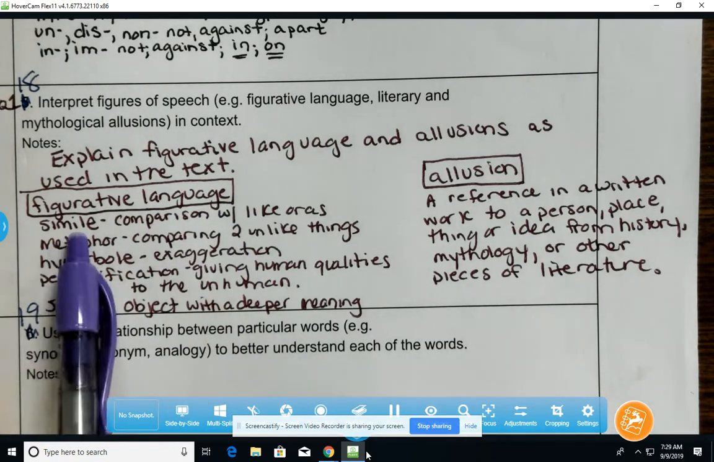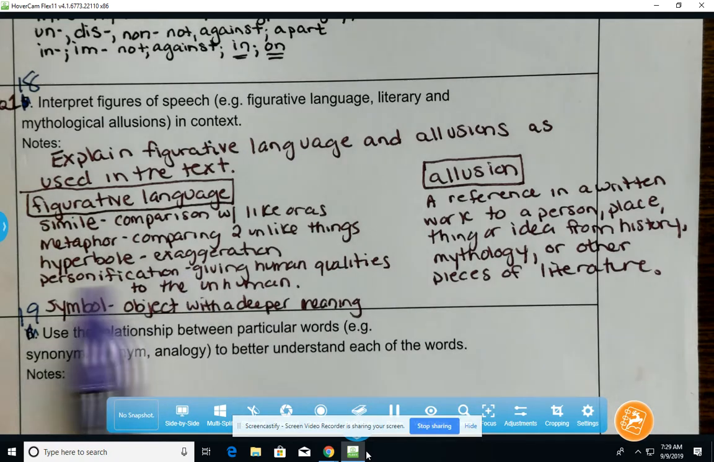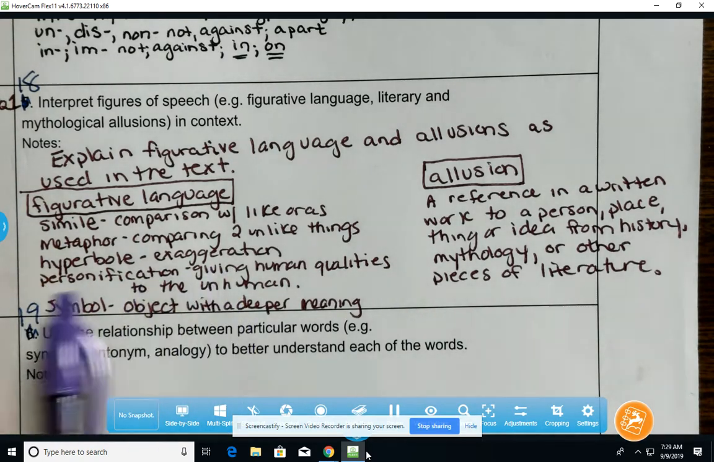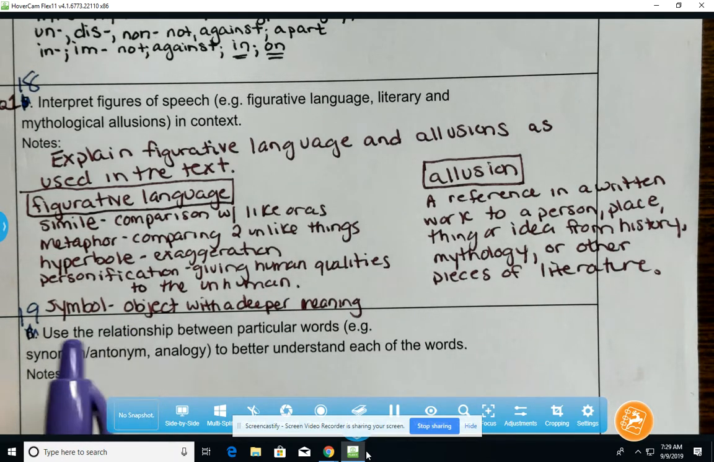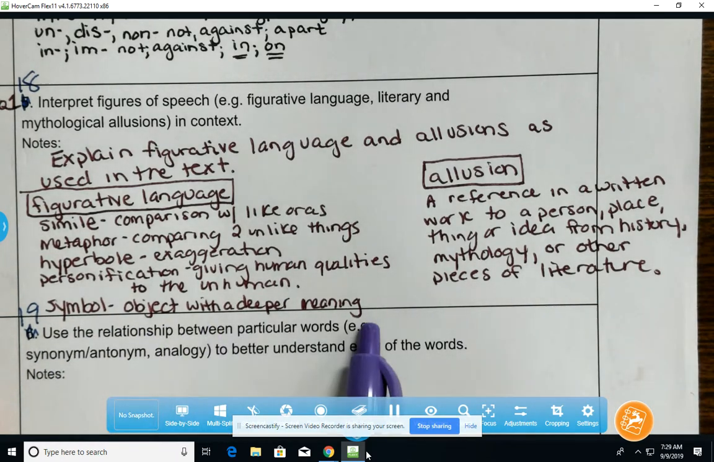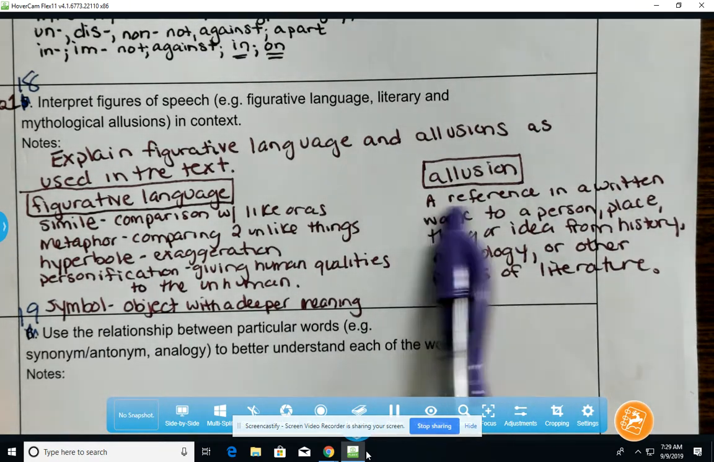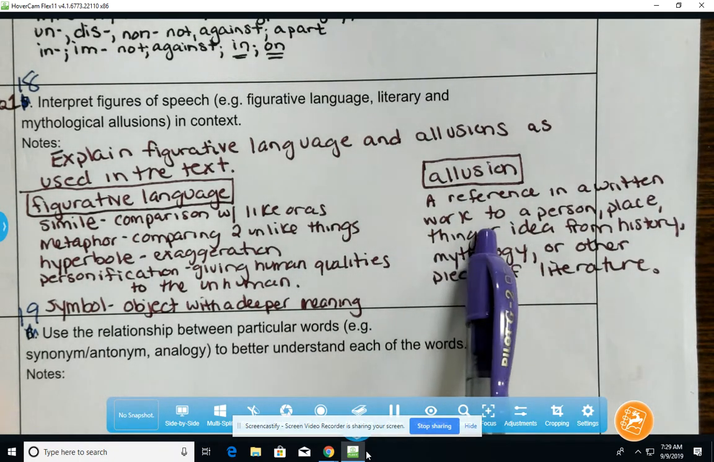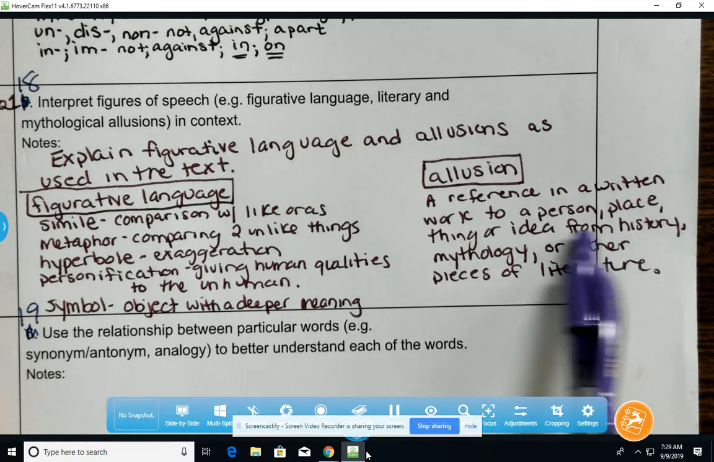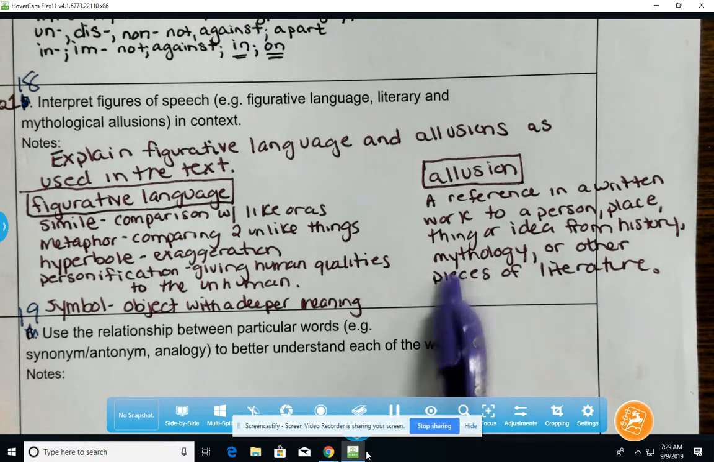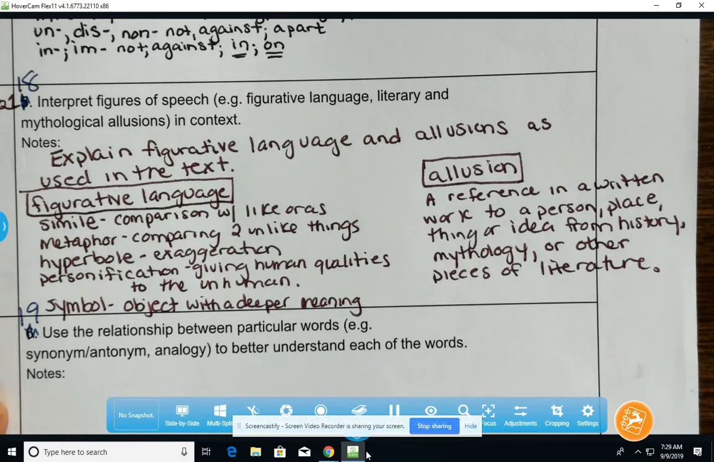So figurative language, some of the popular ones: simile, comparing with like or as; metaphor, comparing two unlike things; hyperbole, an exaggeration; personification, giving human qualities to the nonhuman; and symbol, an object with a deeper meaning. An allusion, which we're not getting into in this piece, but maybe in future pieces, is a reference in a specific story to a person, place, thing, or idea from another story, or maybe a reference from history or mythology. So when we reference one story in another, that's an allusion.